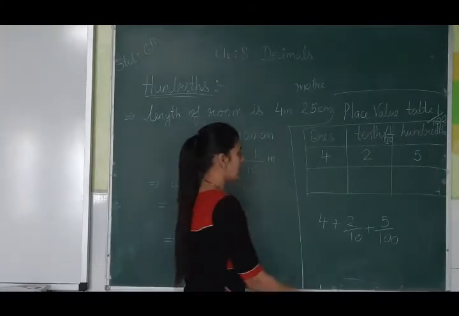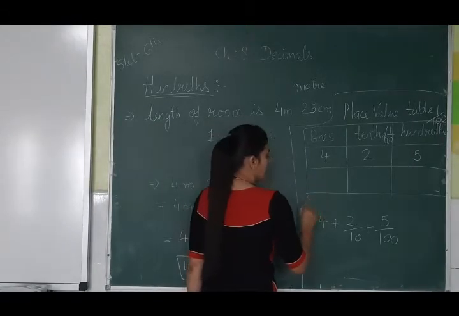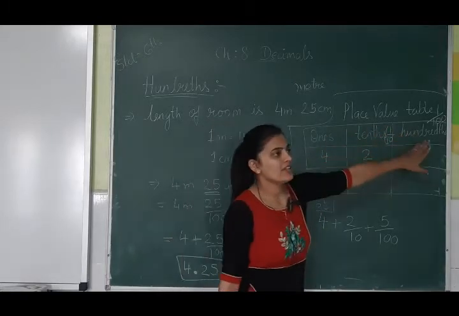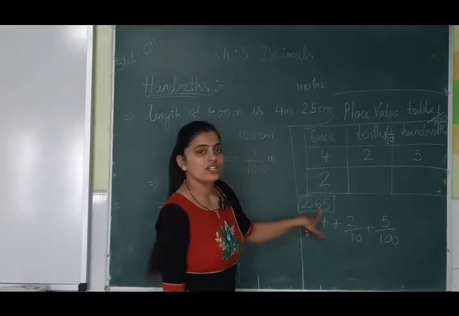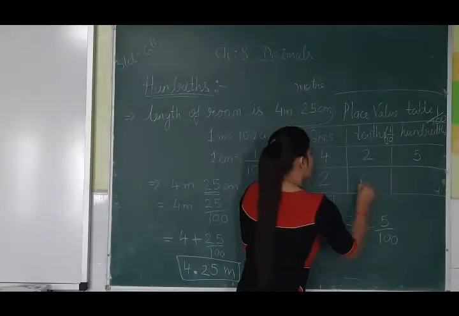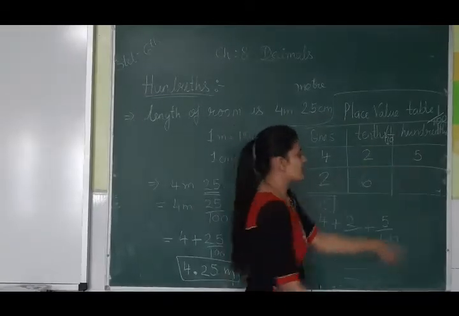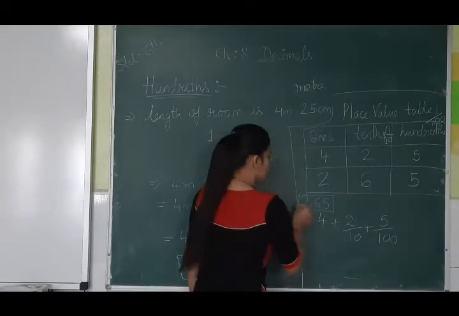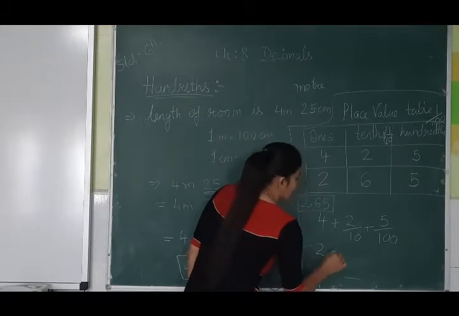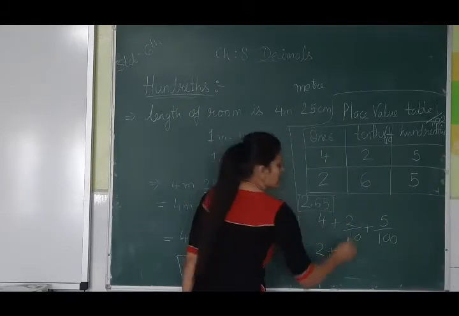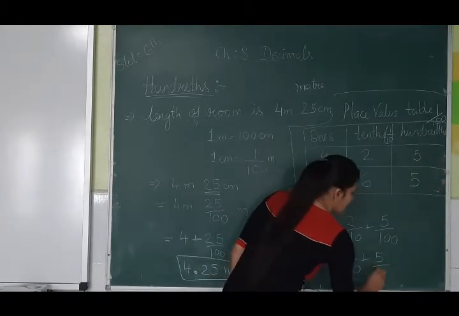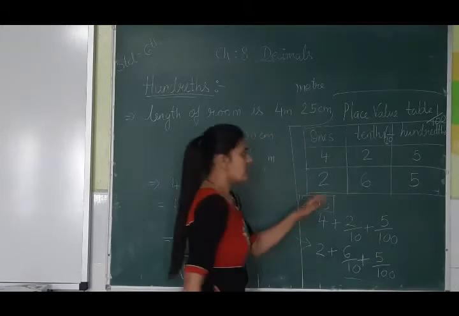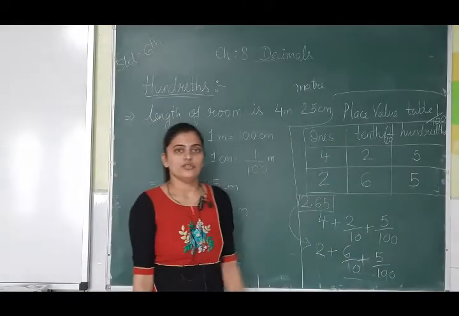Now another example we are taking: 2.65. We want to write 2.65 in the place value table. So 2 will be where? On the ones place. 6 is on the tens place, so here it will be 6, and 5 is on the hundreds place. So here 5. This can be written as 2 plus 6 by 10 plus 5 by 100. This way you have to fill up the place value table.